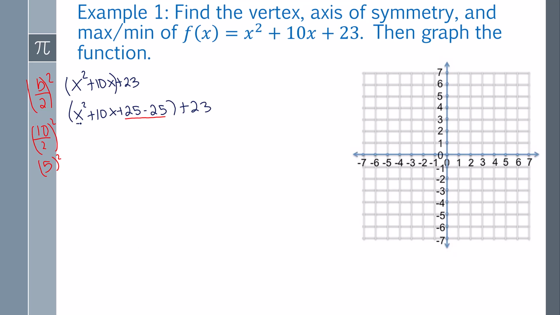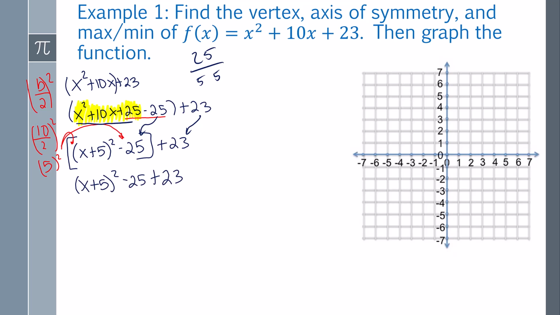Now remember, this part right here is always going to factor. So the factors of 25 are 5 and 5, and so that's going to be x plus 5 times x plus 5, which is x plus 5 squared. The minus 25 is still here, and the plus 23 is still there. Now if there's a number in front, you have to distribute it. In this case there isn't, so the parenthesis disappears. The minus 25 and the 23 come together, and so now I get x plus 5 squared minus 2. So that means that my vertex is negative 5, negative 2.